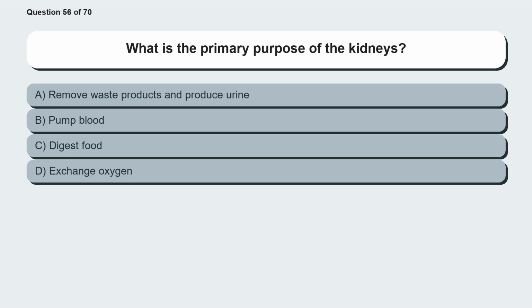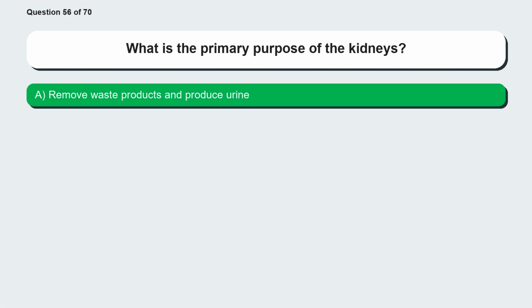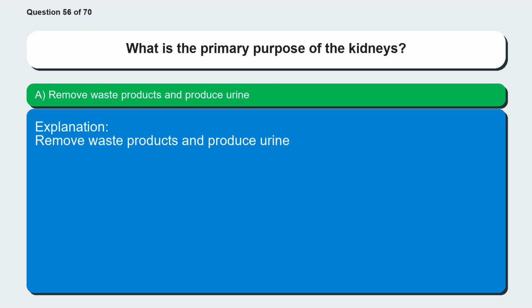Question 56. What is the primary purpose of the kidneys? Option A, remove waste products and produce urine. Option B, pump blood. Option C, digest food. Option D, exchange oxygen. The correct answer is option A, remove waste products and produce urine.